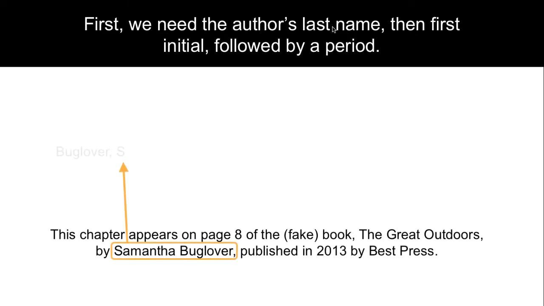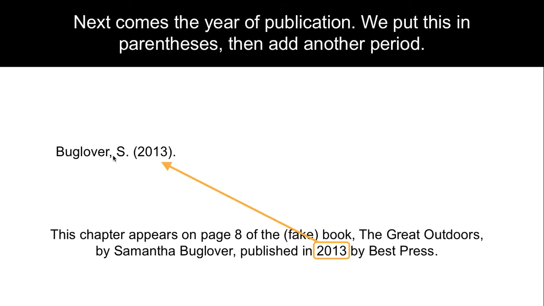First, we need the author's last name, then first initial, followed by a period. This chapter appears on page 8 of the book, so we have Buglover, comma, S, period. If a middle initial is given, you would add that next. Next comes the year of publication. And we put this in parentheses, then add another period. Okay, so Buglover, comma, S, period. In parentheses, 2013, and then a period.